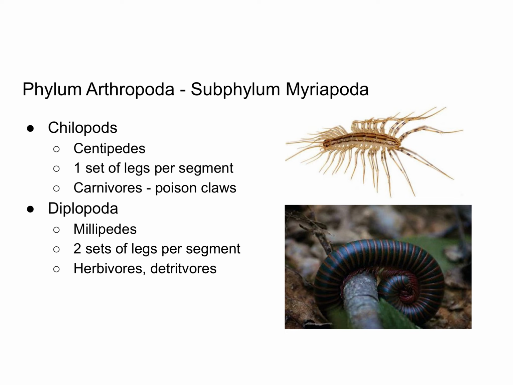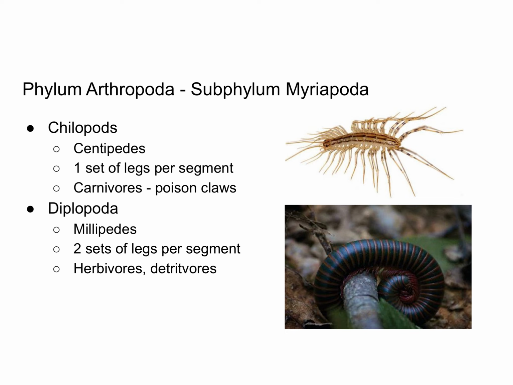The organisms in the subphylum Myriapoda include centipedes and millipedes. Centipedes are also known as chilopods. They have 1 set of legs per segment, and they are carnivorous. They actually have poisonous claws, and so they can be dangerous. They can actually sting or inject humans with their poison.